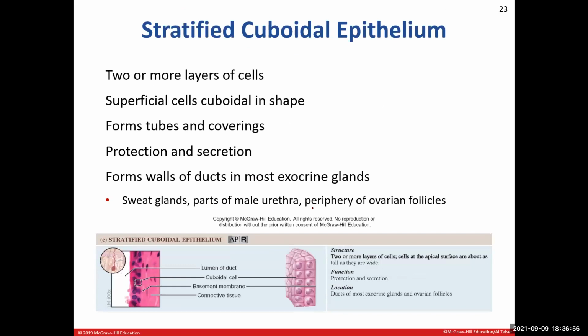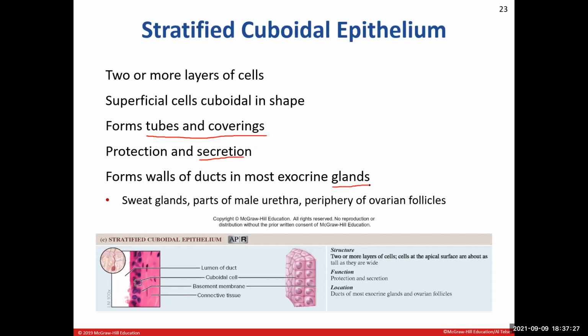All right, the next type of stratified epithelium is going to be cuboidal, our nice square-shaped cells. And again, we'll see these around the tubes and coverings of some of these structures, some of the glands, and we'll also see it in your ovaries. So their role is going to be for protection and secretion. Whenever you see secretion, you should be thinking glands.